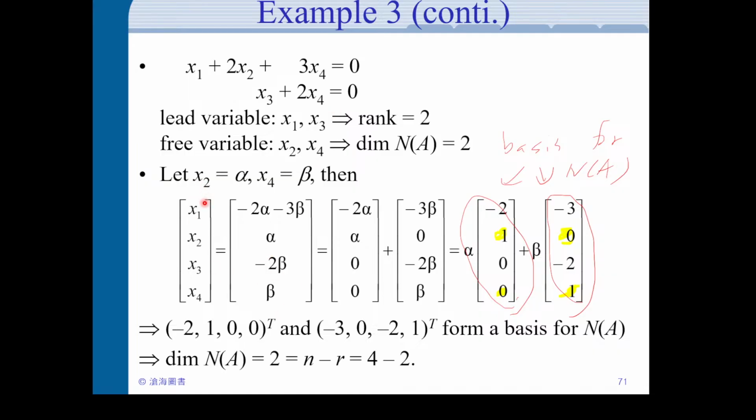Okay, so you have your whole vector as this, and then using linear combination, we can separate this into the alpha part plus the beta part. The alpha part is minus 2 alpha, alpha, and the beta part is minus 3 beta, minus 2 beta, and beta. So this is alpha times one vector plus beta times another vector, and those two vectors become the basis for our null space. So our null space is spanned by those two basis vectors. This is (minus 2, 1, 0, 0), and this is (minus 3, 0, minus 2, 1).